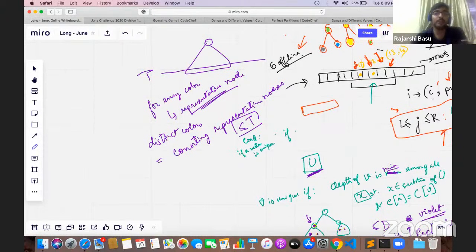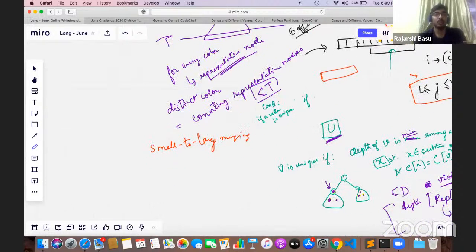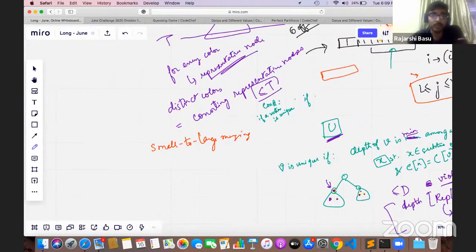Whenever you are merging colors and everything, this is a very common problem if you did not have the D thing. If you just wanted to count the total number of colors, not distinct colors, then the most common way is to use small to large merging. Here we can utilize that same kind of technique to suit our scenario.